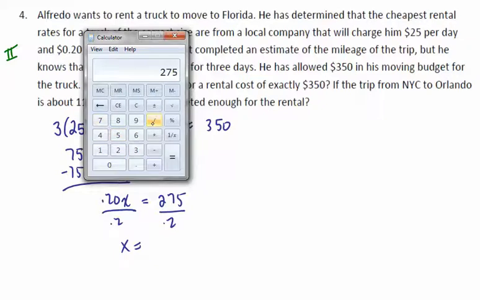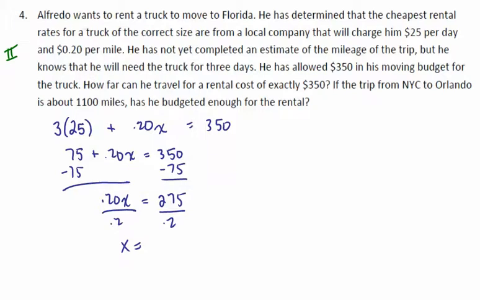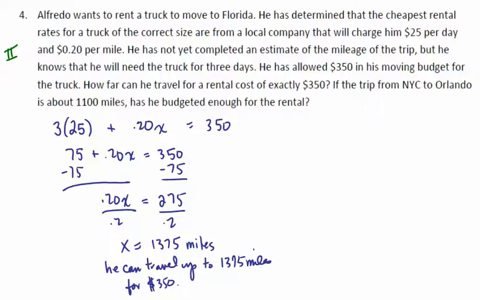Divide both sides by 0.2, and we end up with x is equal to 275 divided by 0.2, which gives us 1,375. What are the units of measure? We're talking about miles. And so he can travel up to 1,375 miles for $350.